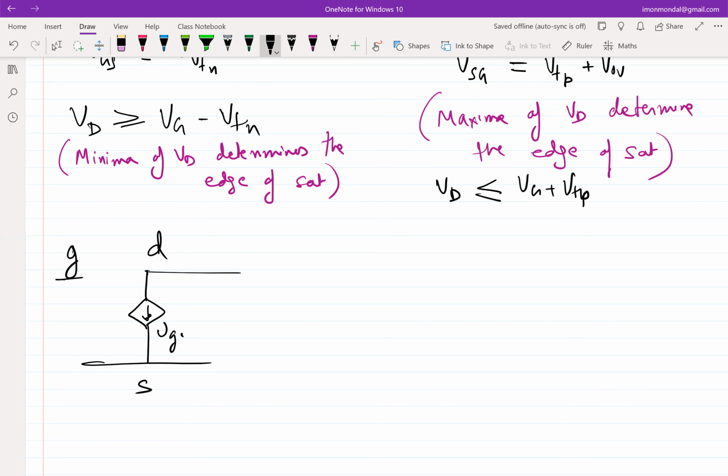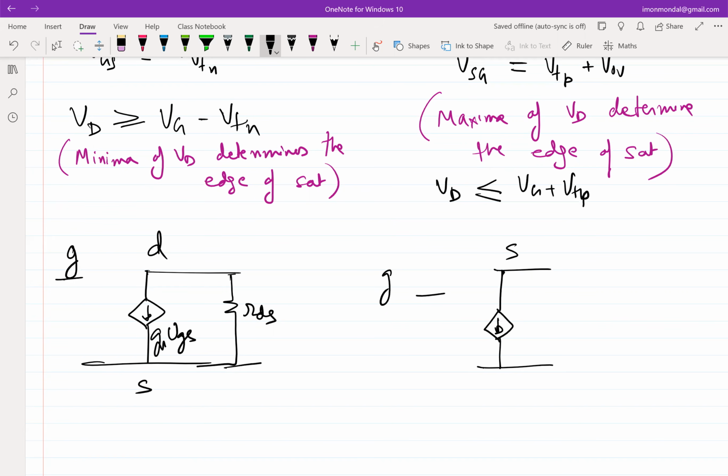The direction in case of your NMOS was this: GM times VGS, with RDS. In case of a PMOS, I still have a gate. The source is on top, right? Because the current is flowing from source to drain. This will be GMP, we call it GMN, this will be GMP times VSG, or GS?